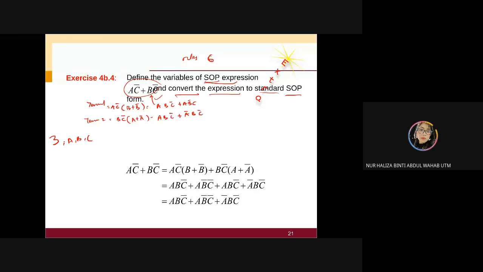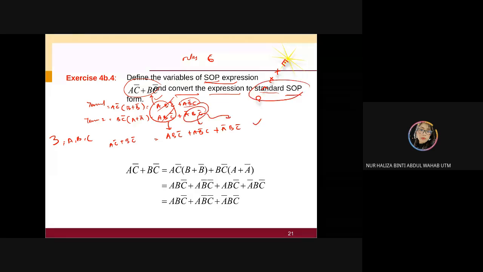So now from here you can see, oh, this one is similar to this. So I can finalize my answer to be A, B, C bar plus A, B bar, C plus A bar, B, C bar. This I summarize and simplify. This one I put here, this one I put here. So this is my final standard SOP answer. Is it okay?